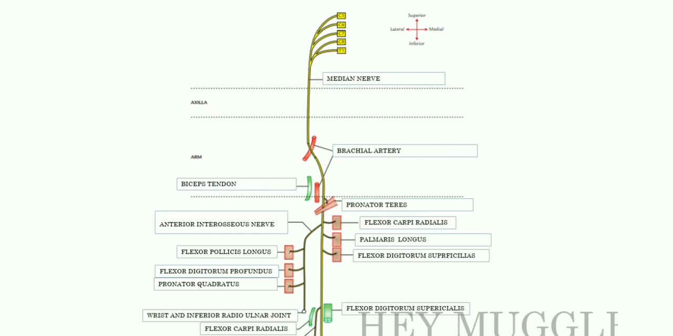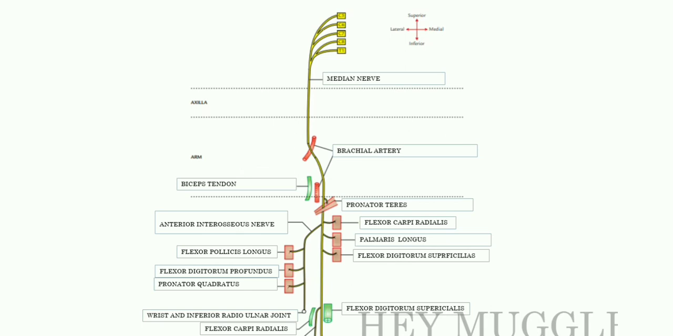In the forearm, it gives muscular branches to supply the superficial flexors of forearm, including your flexor carpi radialis, palmaris longus, flexor digitorum superficialis, except flexor carpi ulnaris, right? So it supplies all the superficial flexors of your forearm except flexor carpi ulnaris. It is also giving a motor branch, that is your anterior interosseous nerve.